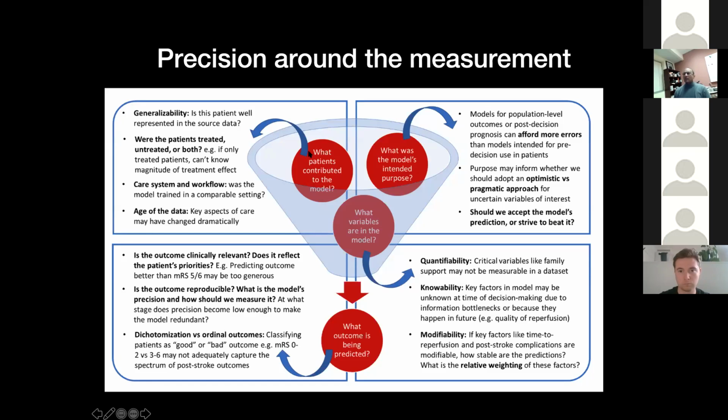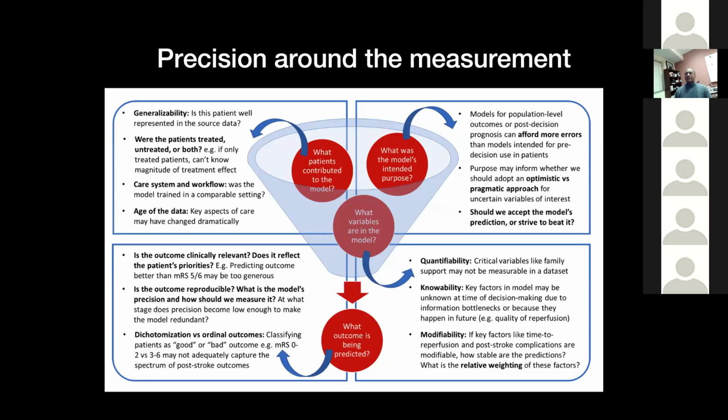So one of the things is when you build a model, you have to think about generalizability. That is, is the patient well represented in the source data? As an example, suppose we are building a model out of the HERMES collaboration, and in the HERMES collaboration, the majority of the trials did not take patients who were below ASPECTS 6. There were some trials, obviously, like MR CLEAN. Then is that model generalizable to a patient with an ASPECTS of 4?